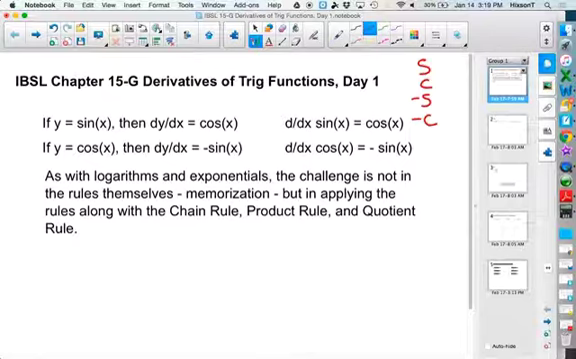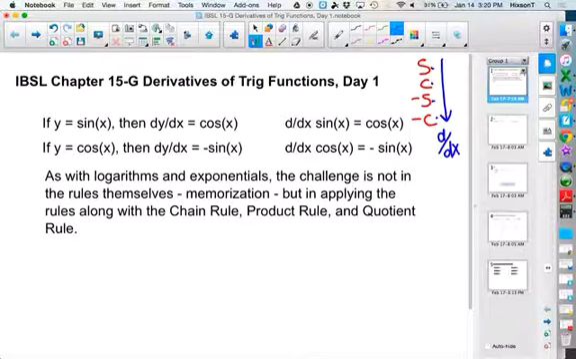But here's the deal. If you remember this, as you go down here, you're finding derivatives. The derivative of sine is cosine. The derivative of cosine is negative sine. The derivative of negative sine is negative cosine. The derivative of negative cosine is sine. It's like a big circle.